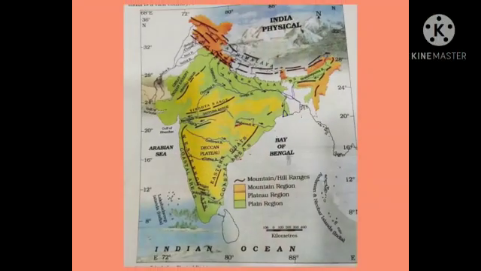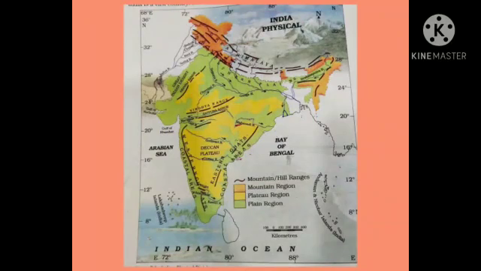Students, our motherland India is a country of great physical and cultural diversity. In the north, it is bound by Himalayas. In the west, Arabian Sea. In the east, Bay of Bengal. And Indian Ocean in the south wash the shores of the Indian Peninsula.